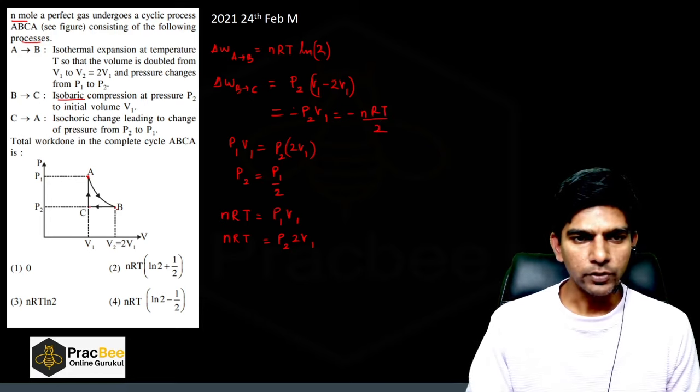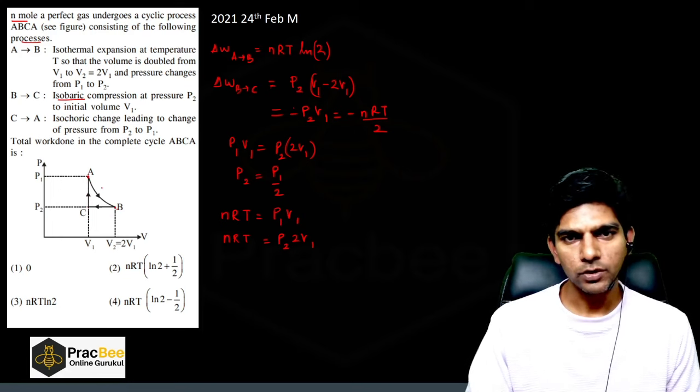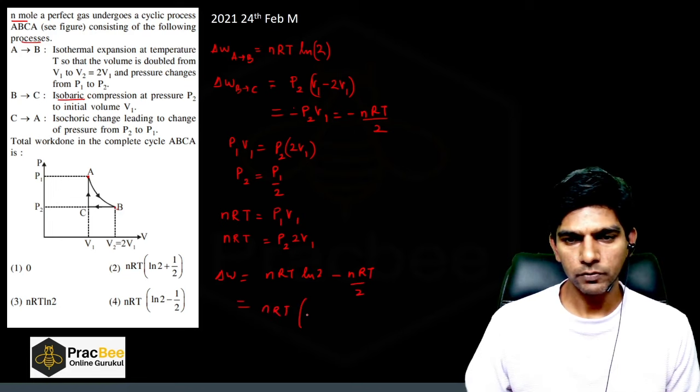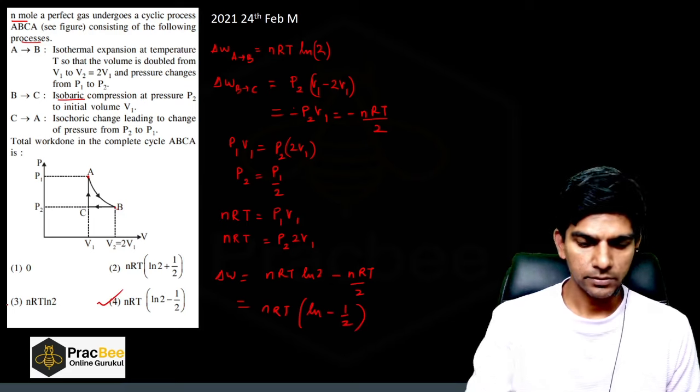From C to A, it's an isochoric process, so work done will be 0. So overall work done will be what? It will be nRT ln 2 minus nRT by 2. nRT will be common, so it will be nRT times (ln 2 minus 1 by 2). So option 4 is the right answer.